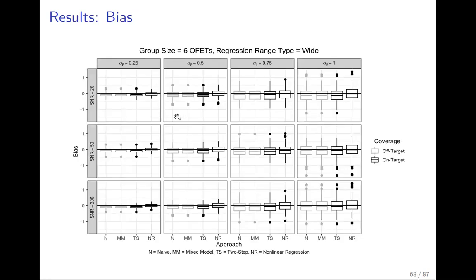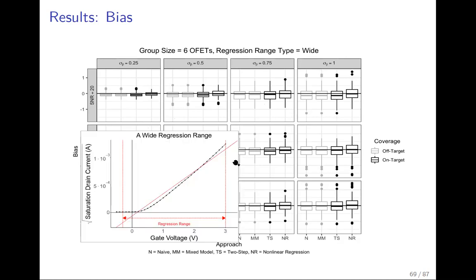This plot shows the bias results for the simulations where the group size was 6 OFETs and the regression range was wide. For example, this box plot represents the distribution of the 200 naive approach biases for the simulation where the SNR was 20 and sigma beta was 0.25. In some simulations, the biases for the naive, mixed model, and two-step approaches tended to be negative.